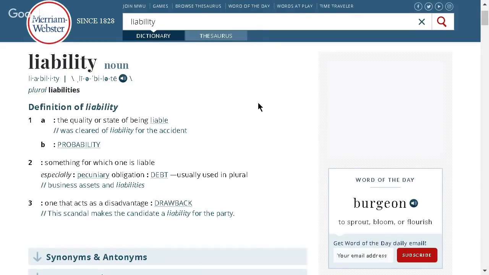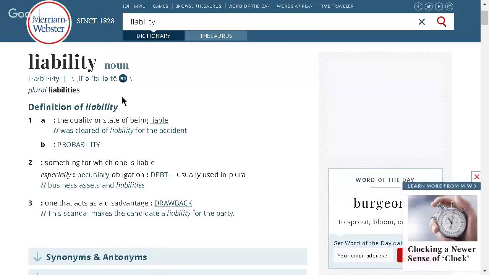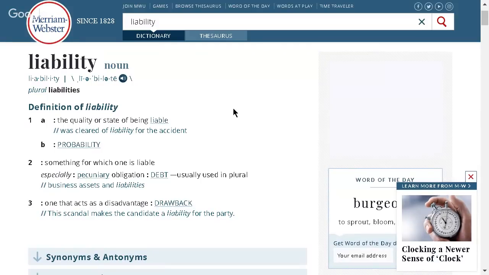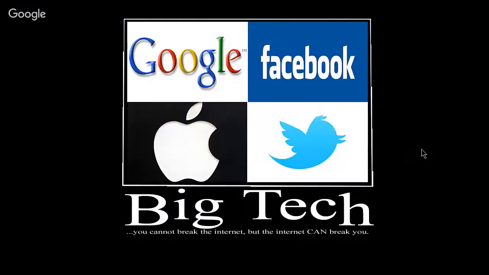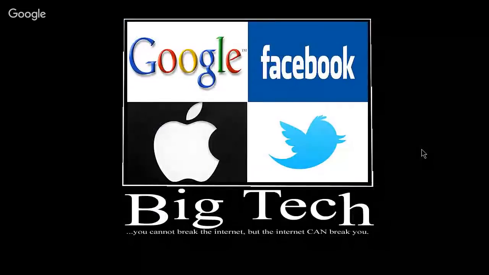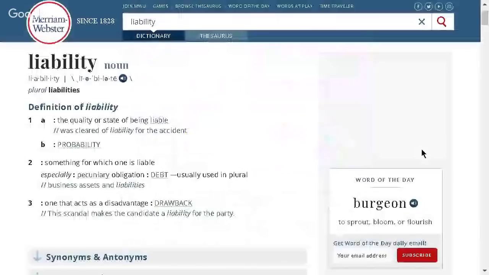Let's define a term as we attempt to burden our viewership. Let's use it in a sentence. Big tech and the lousy, junky software that they make that barely functions is a huge liability to the country and indeed the world and information itself. See what I'm saying? Liability. Ever hear of a liability? Quality or state of being liable. One that acts as a disadvantage. Big tech is a liability for information itself.